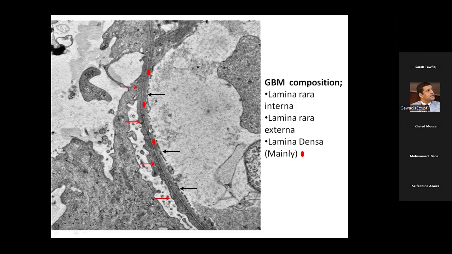In between, this is the glomerular basement membrane. It is composed of what? It is composed of three layers: a middle layer, which is the main layer and called the lamina densa, an outer thin layer, which is the lamina rara externa, and an inner thin layer, which is the lamina rara interna. So the glomerular basement membrane is not just a single layer, it's made of three layers.